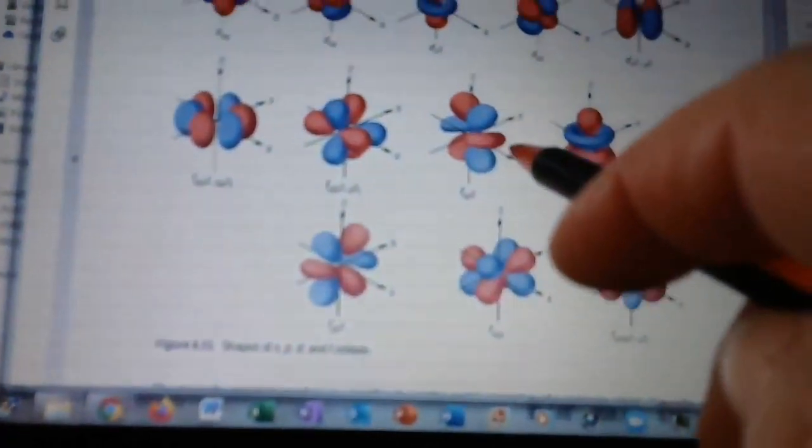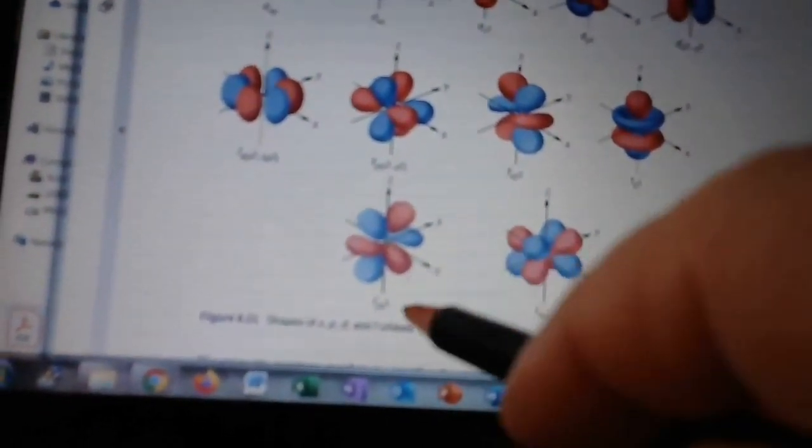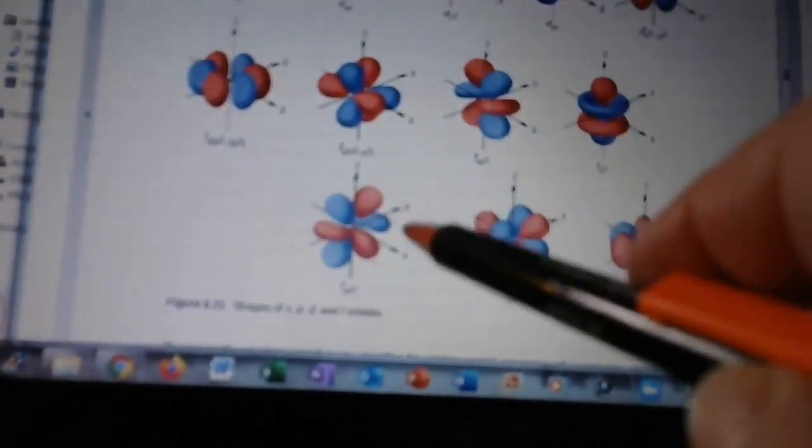There they are. And as you can see, the shape is pretty complicated, but for the most part, most of them are pretty much the same shape. It's just the orientation that's different from one to another. And there are 1, 2, 3, 4, 5, 6, 7 of them, starting with n equals 4. And so that would be l equals 3.